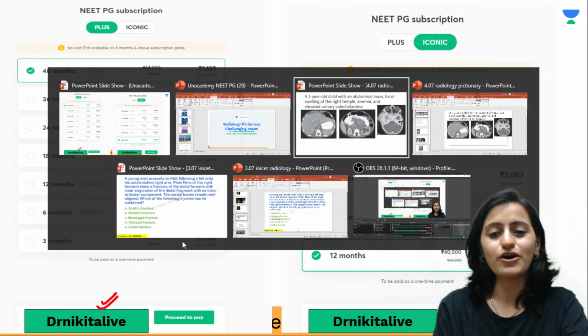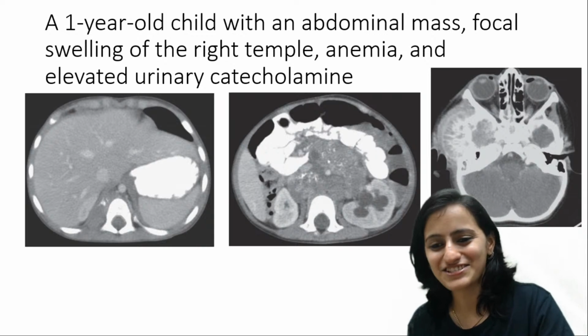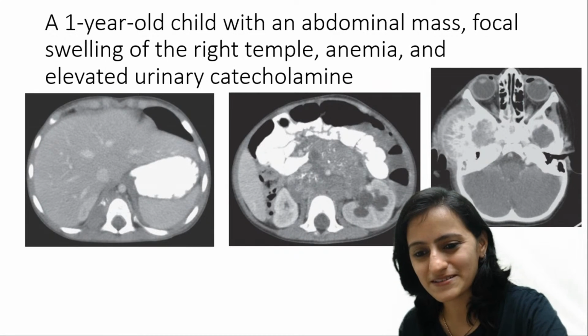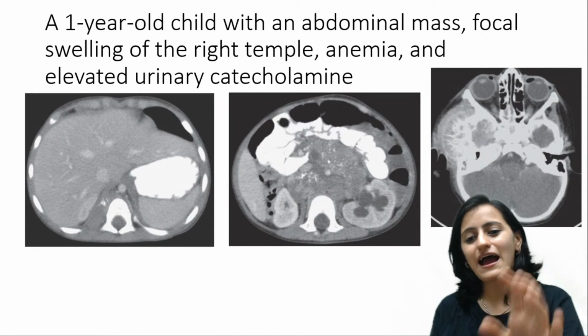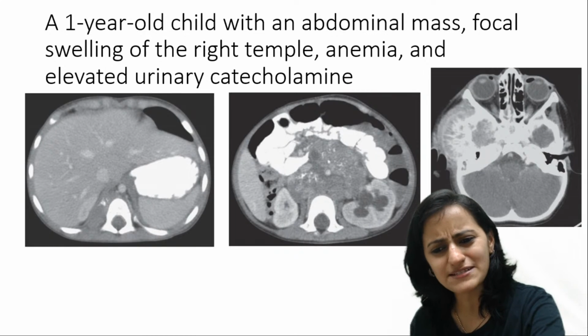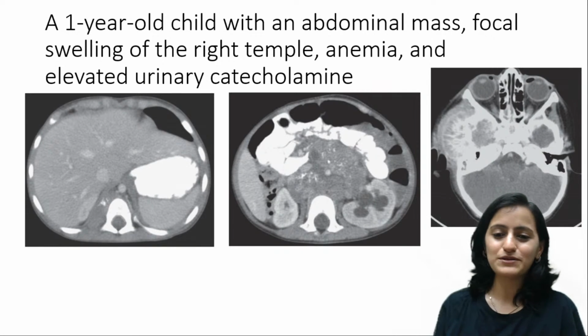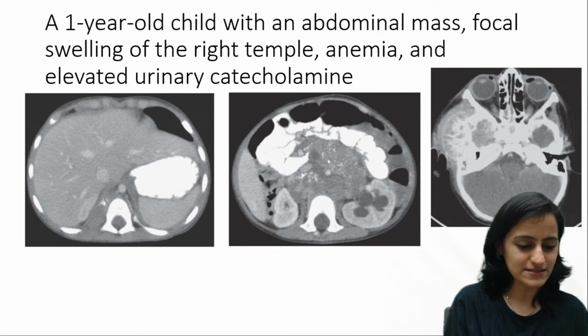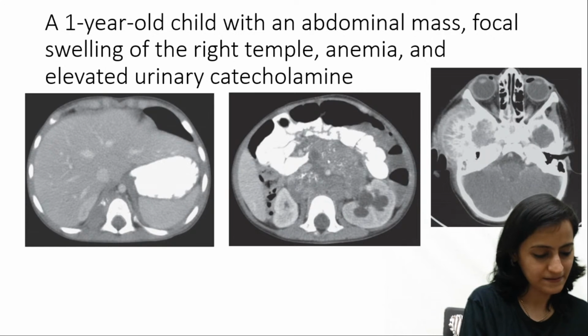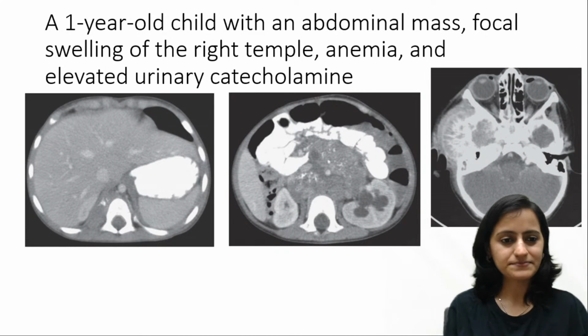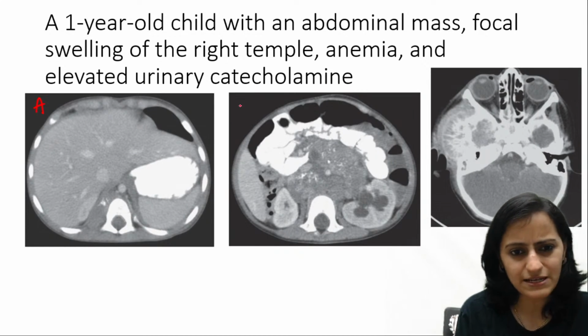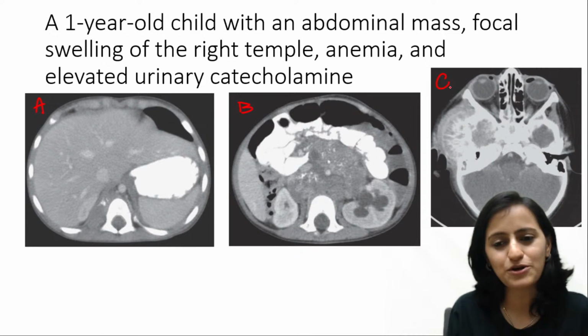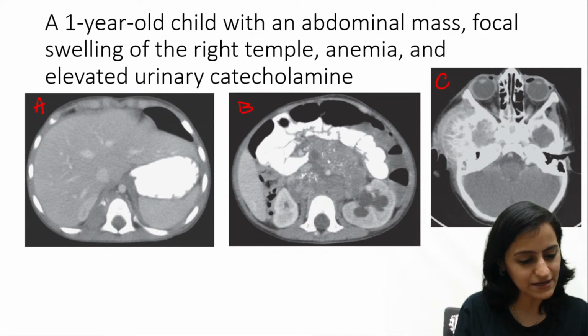Now coming to the challenging cases. Here it goes, this is the first one. You have the clinical history that makes your task easy, and you need to identify what you think is the diagnosis here. So let me label this image A, image B, and image C. What do you think is the diagnosis here?